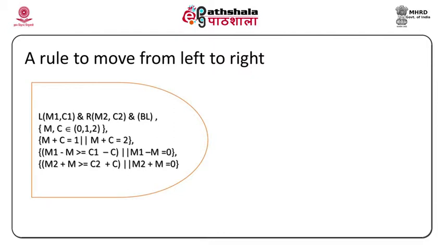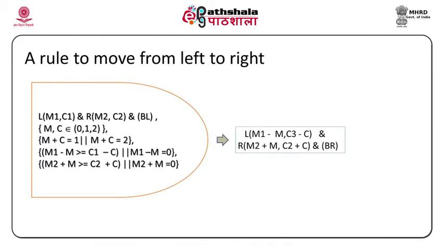L M1 C1 and R M2 C2 and BL, what does that mean? It says that M1 number of missionaries and C1 number of cannibals are on the left hand side of the river, M2 number of missionaries and C2 number of cannibals on the right hand side of the river, and the boat is on the left side. Now, that is my initial state.